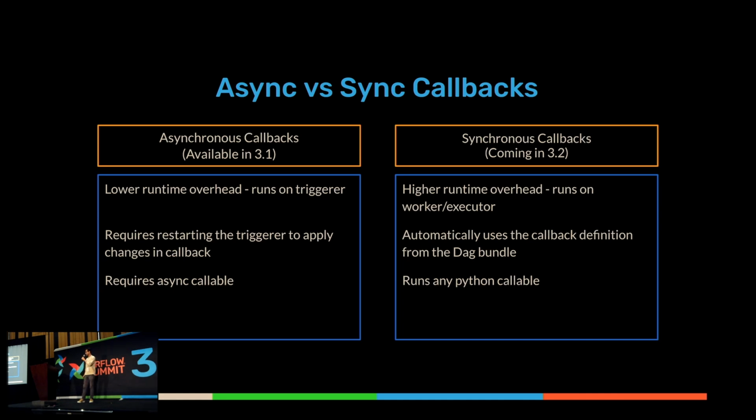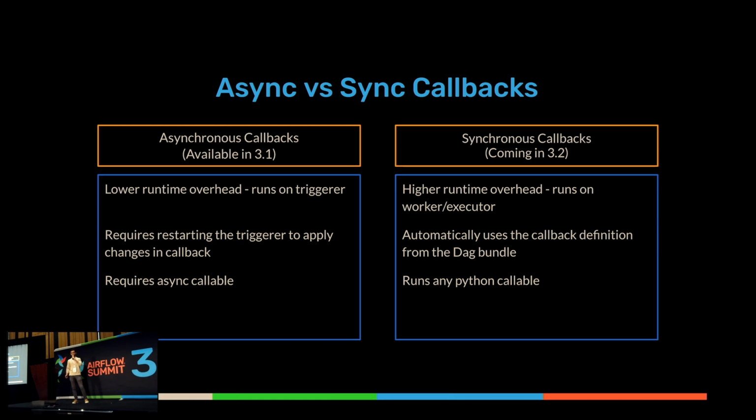Now let's discuss the differences between async and sync callbacks. Async callbacks are available in Airflow 3.1, and sync callbacks are expected for 3.2. As I mentioned, async callbacks would be running on the triggerer, and they would not be blocking the thread for any remote API calls, which would likely result in a lower runtime overhead. Sync callbacks would be running on the executor and likely share more resources with the tasks.